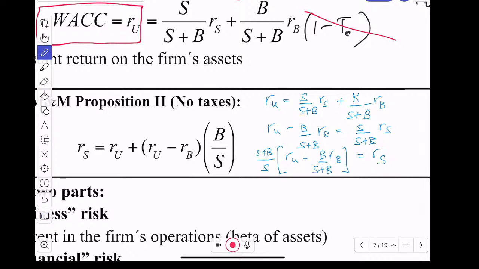Any questions so far? Should I start over? Are you with me? Can you see that?